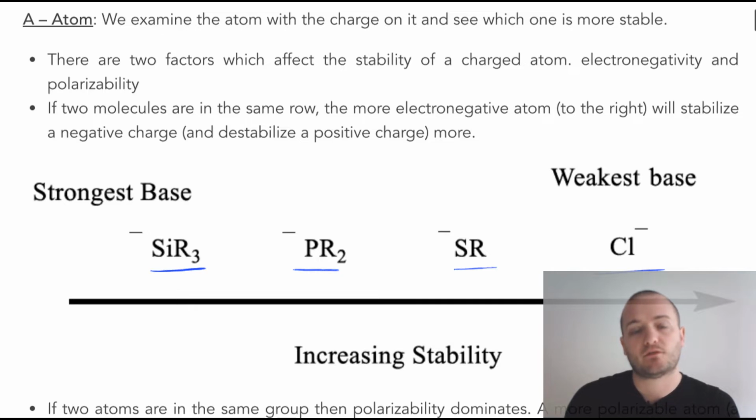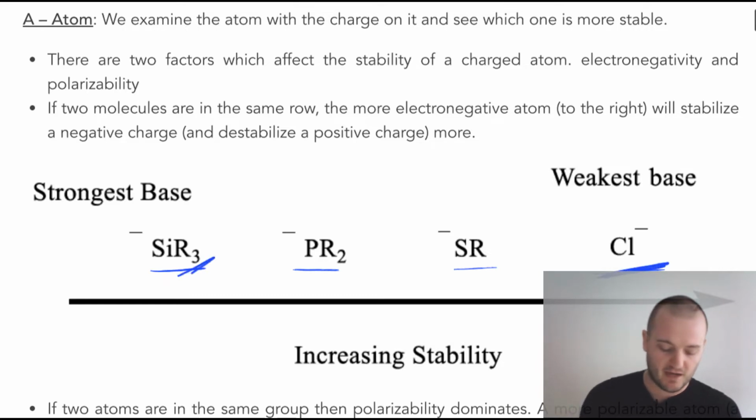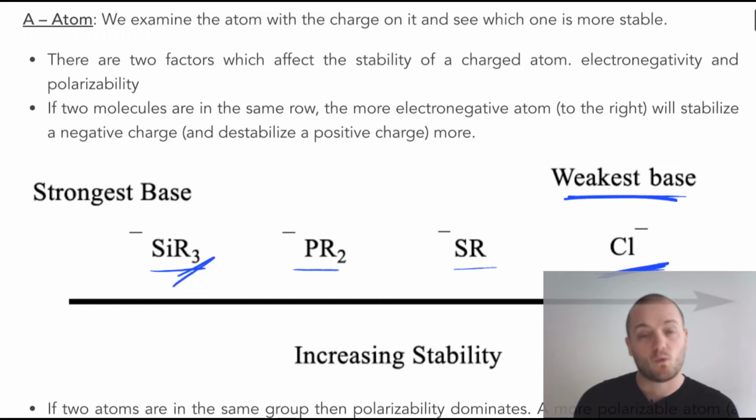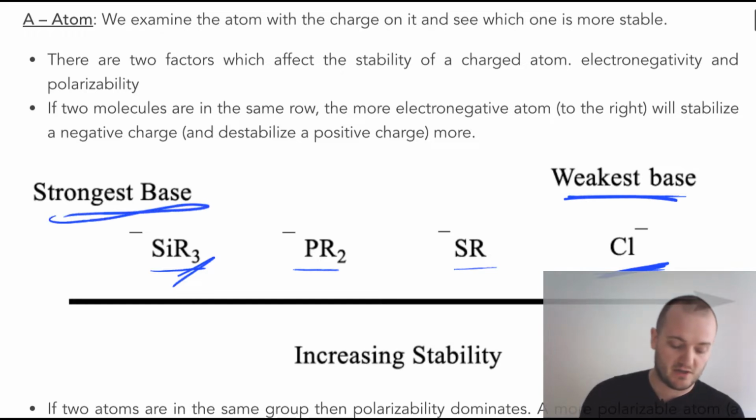All of these atoms are in the third row of the periodic table, and as you move to the right along the periodic table, elements get more electronegative. So chlorine is much more electronegative than silicon. What that means is that the chlorine atom is going to have a much easier time stabilizing that anionic charge, meaning it's going to be the weakest base, whereas silicon is going to have a much harder time with that anionic charge, so it's going to be the strongest base.